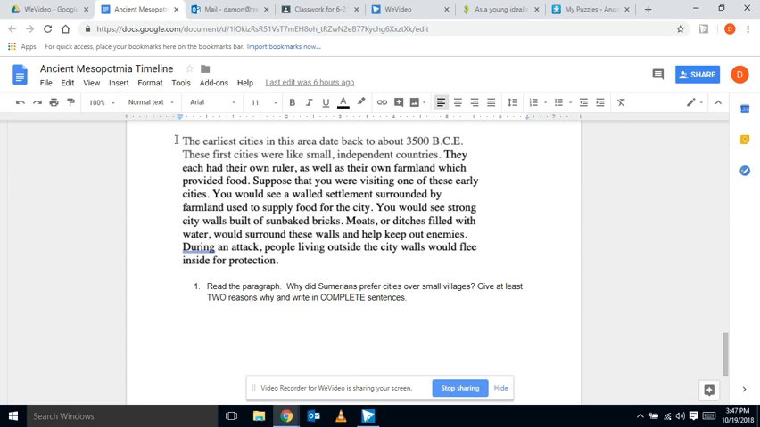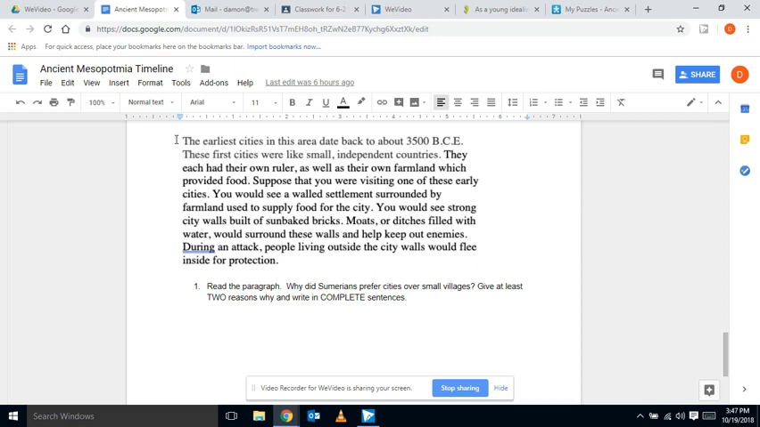Suppose that you were visiting one of these early cities. You would see a walled settlement surrounded by farmland used to supply food for the city. You would see strong city walls built of sun-baked bricks. Moats or ditches filled with water would surround these walls and help keep out enemies. During an attack, people living outside the city walls would flee inside for protection.